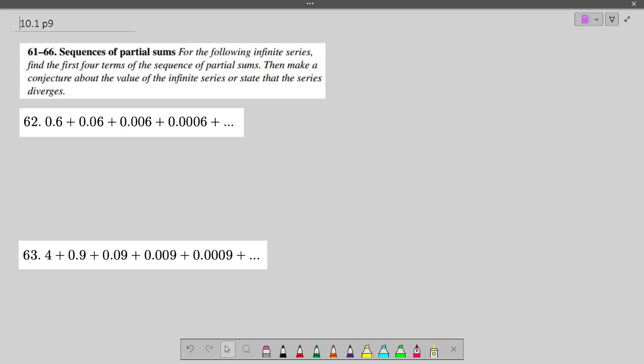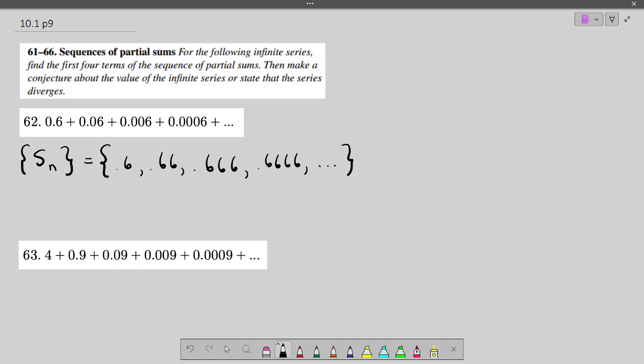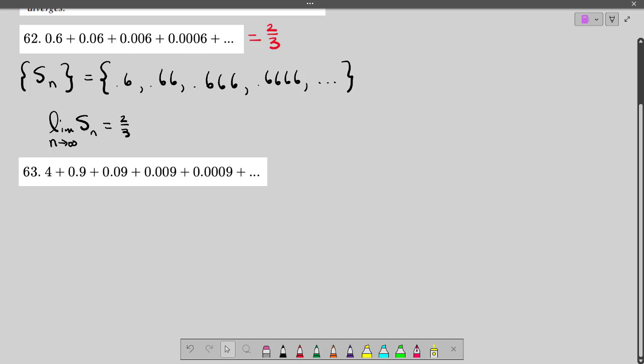All right, let's come in here. So for the following infinite series, find the first 4 terms of the sequence of partial sums and then make a conjecture about the value of the series. Okay, we've already talked about this quite a bit. So the sequence of partial sums is going to look like that. And what is the limit of S sub n? 2/3. The limit of S sub n is going to be 2/3 as n goes to infinity. So in other words, this series equals 2/3. It converges to 2/3, its value is 2/3, whatever we want to say. So we just have to remember there are three things: sequence of terms, sum of terms, sequence of partial sums. So three big identities, three big things to identify.